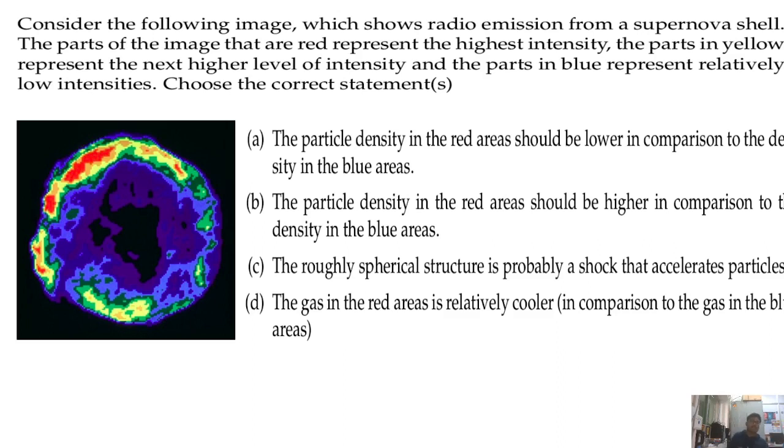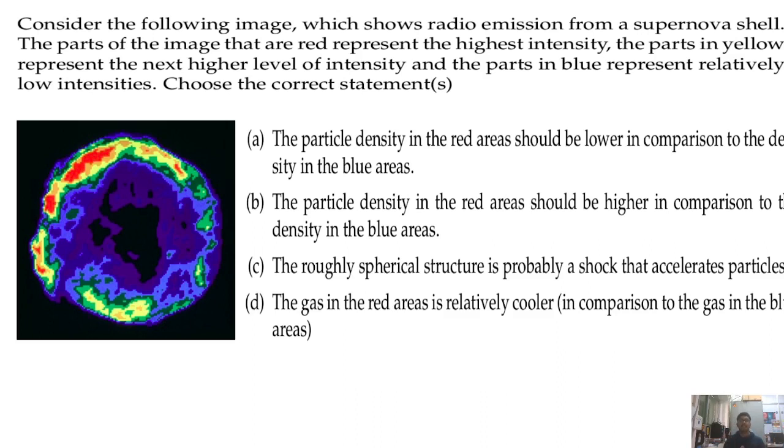Here you see at the center there is less radio emission, but when you go to the limb-like structure, even though this is not exactly spherical, it is more or less approximately spherical, so it gives us an indication that this is a spherical structure accelerating the charged particles, and that is a signature of a shock, right?